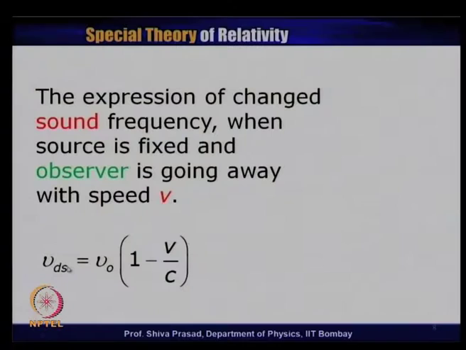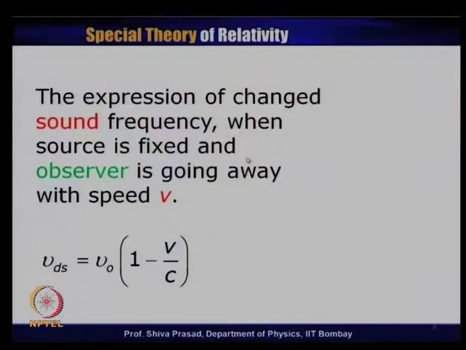Nu ds is the changed frequency, which I am calling the Doppler shifted frequency, is equal to nu naught, which is the original frequency emitted by the source, multiplied by 1 minus v upon c, where v is the speed of the observer, the speed with which it is going away. Remember, this speed is relative to the medium. So, that is what I have said, the expression of changed sound frequency when the source is fixed and the observer is going away with speed v is given by this.